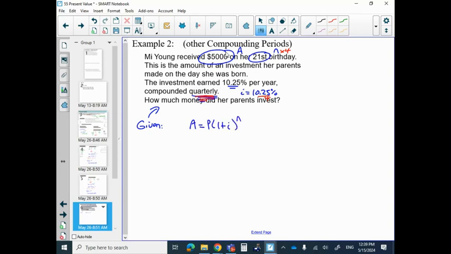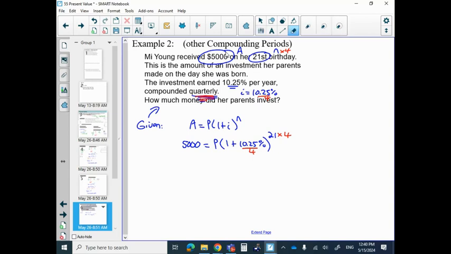So our equation gets the numbers plugged into it. So we're going to have our $5,000 that B. Young ended up with. Principal that was invested, we don't know what that is. We're going to figure it out. 1 plus that 10.25% divided by 4 for quarterly. Dividing that interest rate up into 4 little pieces, so we can apply it 4 times per year, right? So we have our 21 years times the 4. And that's how many compounding periods are in that.